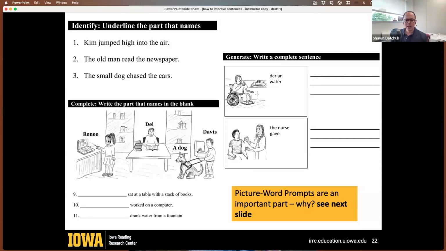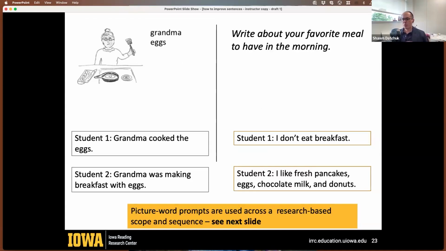So as you noticed, as I brought up my website, we use a lot of picture word prompts. And why is that? Well, let's take a step back. Let's say you were instructing a small group of students and you presented this picture word prompt, grandma eggs, and we had students in that small group write to describe that picture word prompt. What we would see is that student one might write, "Grandma cooked the eggs." Student two might write, "Grandma was making breakfast with eggs."